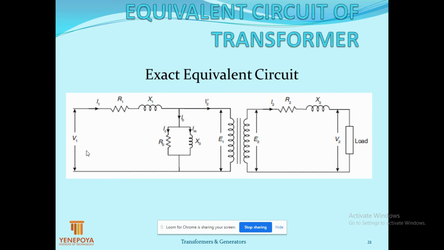what is I0? You have already done it. I0 is the vector sum of IC plus IW. You have already drawn this vector. Now in the vector diagram, you have to mark V1, flux pi, then V2, E1, E2, then I1, then I0, I2 dash, and finally I2. What is I1? As per KCL, if you apply KCL at this point, you will get I1 equal to I0 plus I2 dash.